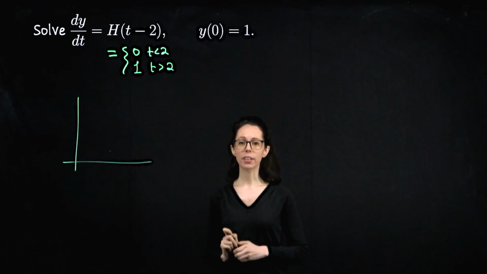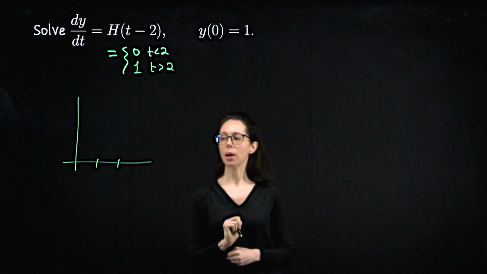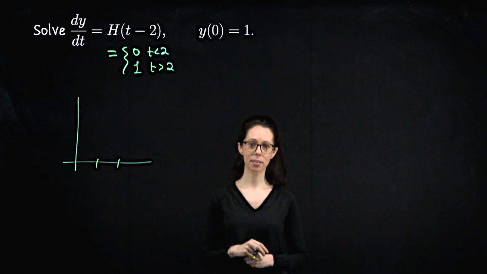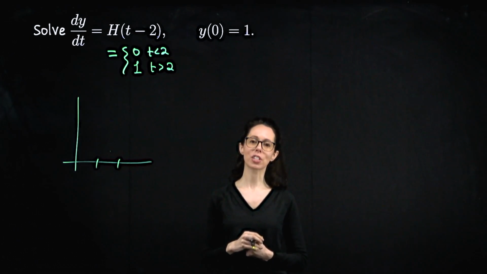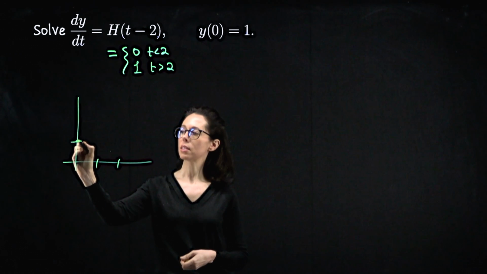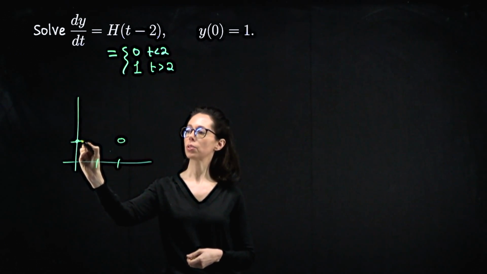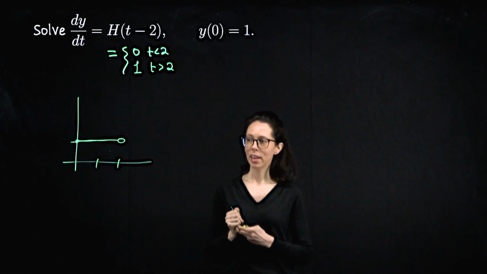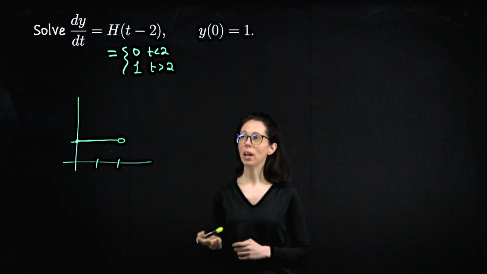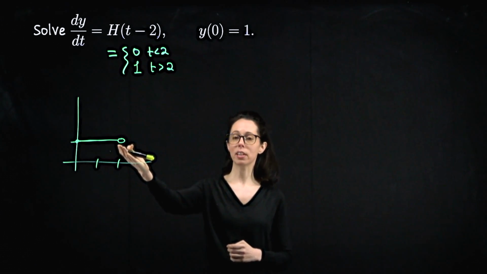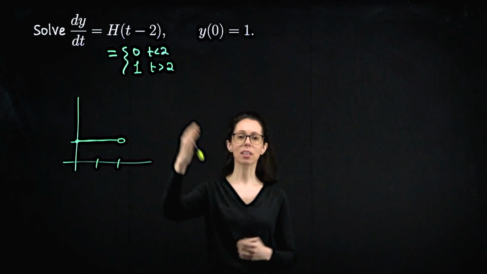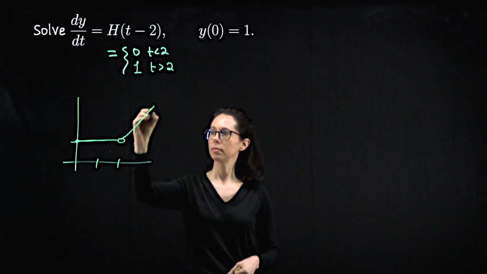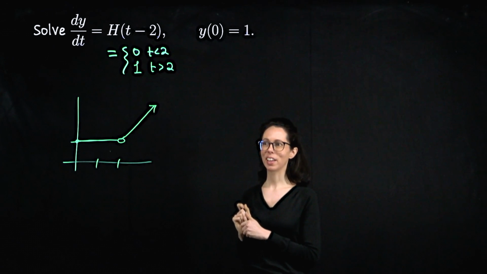dy/dt is 0 until 2 seconds have gone by. So that must mean that our position function y is constant. What is that constant value? It comes from the initial condition. So y of 0 is 1 means that from the start until t equals 2, we are at the constant value of 1. Then after that, dy/dt is 1. That says that from this position afterwards, our function has a constant slope of 1. So that's going to look like this. And there's a graph of the solution.